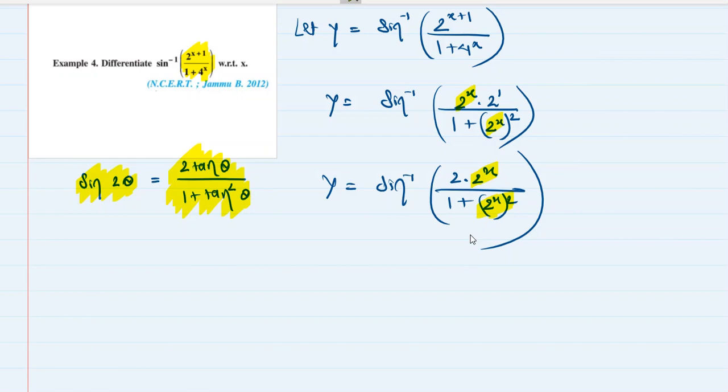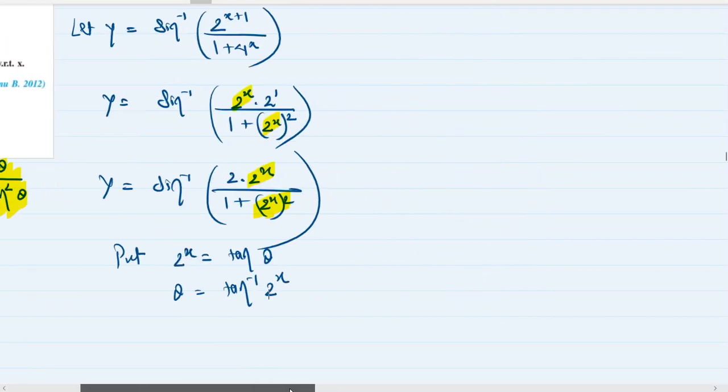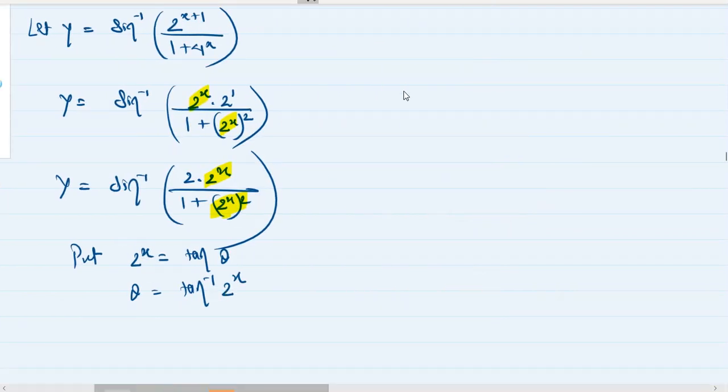So tell me, what should we substitute? So let us put 2 raised to x is equal to tan theta. So theta will become tan inverse of 2 raised to x. Now we will use that later, don't worry about that. But first do the substitution. Now that you have seen that pattern, do the substitution.